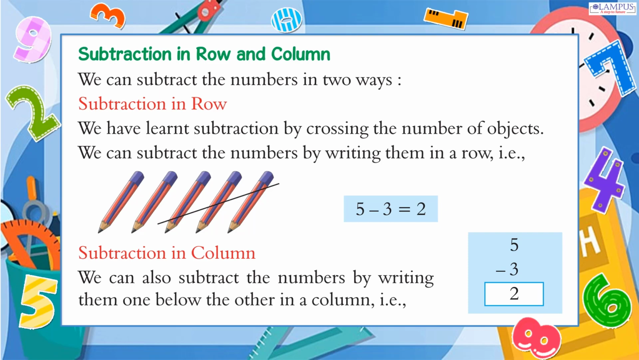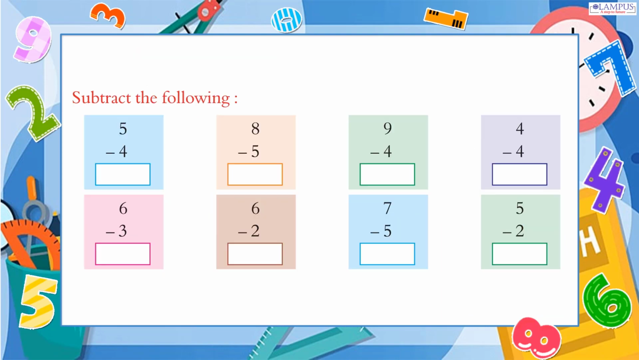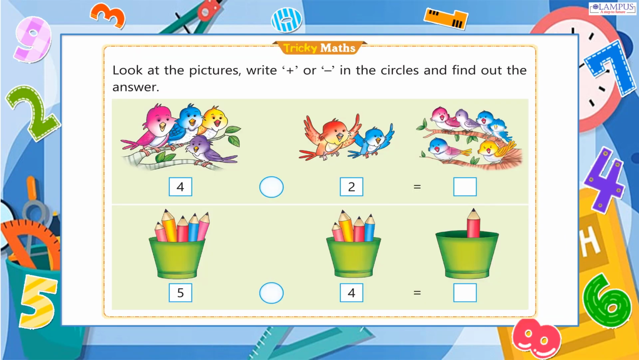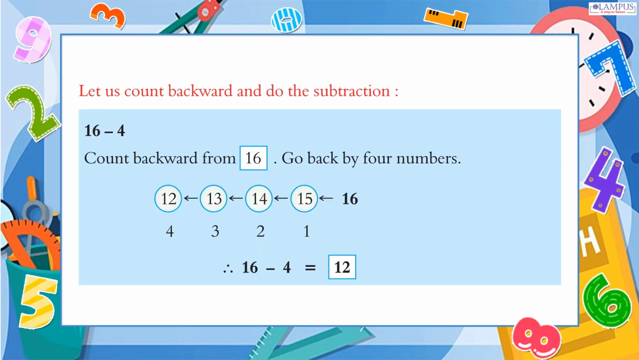Subtraction in column. We can also subtract the numbers by writing them one below the other in a column, that is, 5 minus 3 equals 2. Subtract the following. Tricky maths. Look at the pictures, write plus or minus in the circles and find out the answer.